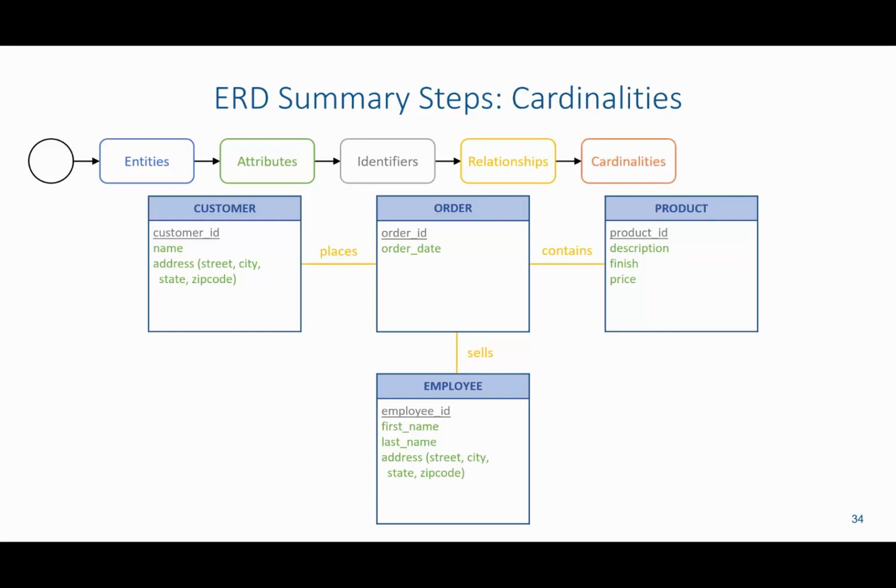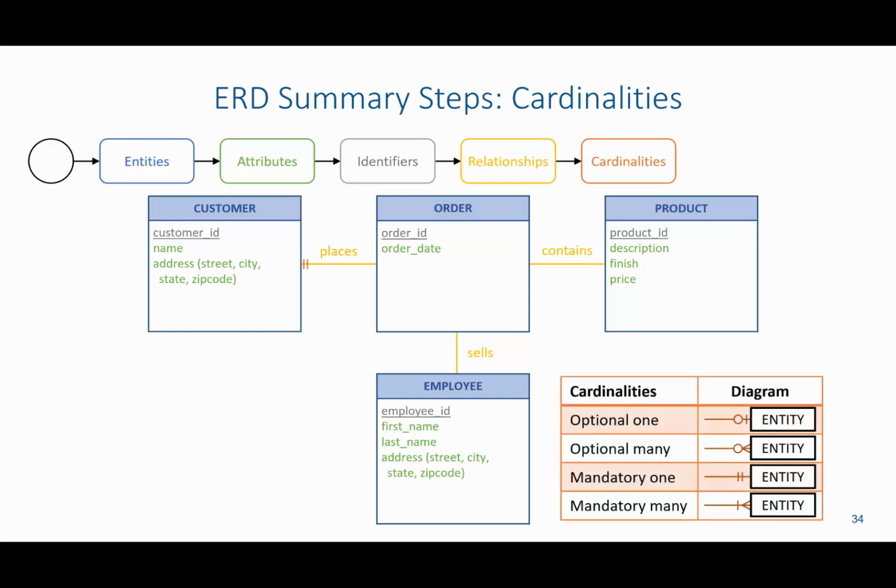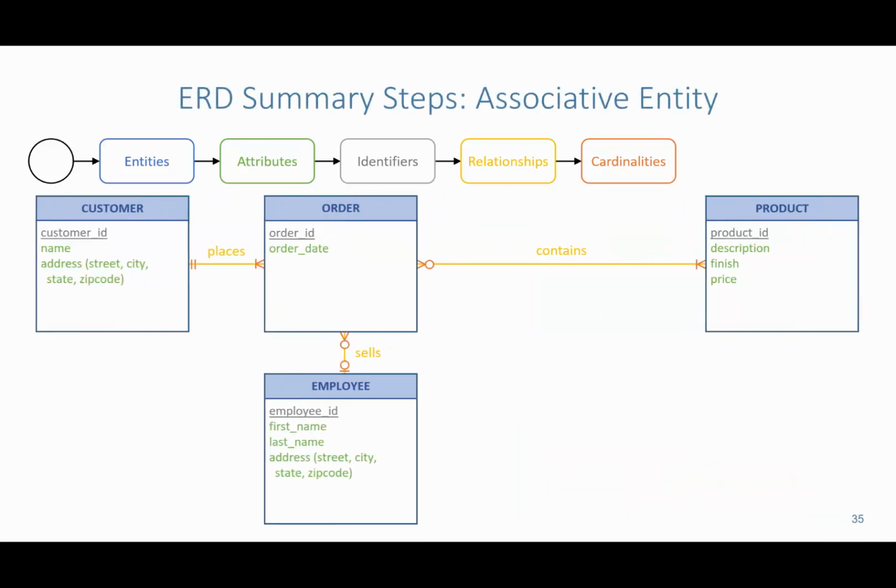Then we're going to identify the cardinalities, and here are the different types of cardinality. So a customer places one to many orders, an order is placed by one and only one customer. An order contains one to many products, a product is on 0 to many orders. An employee sells 0 to many orders, and an order is sold by 0 to 1 employees.